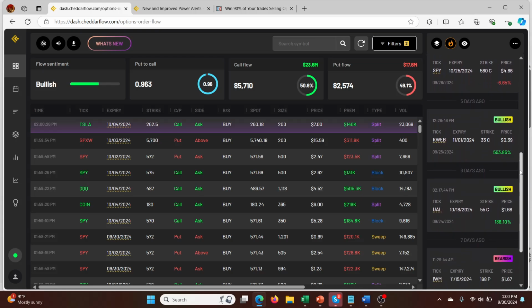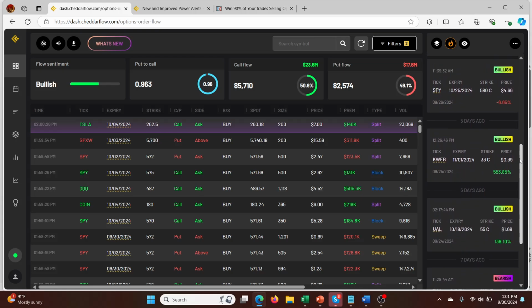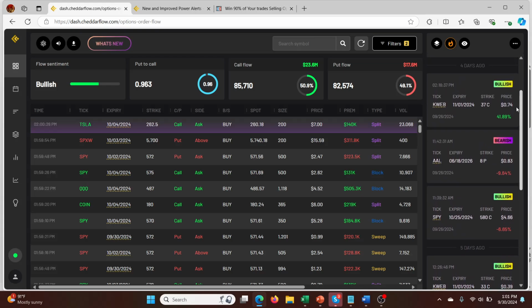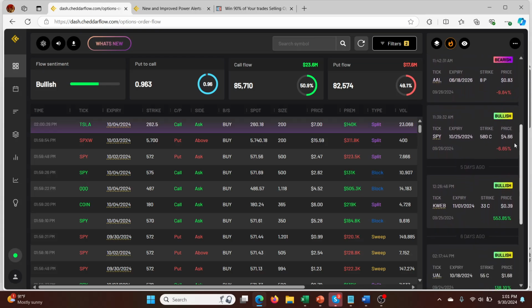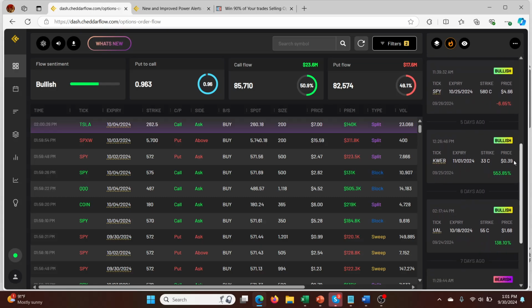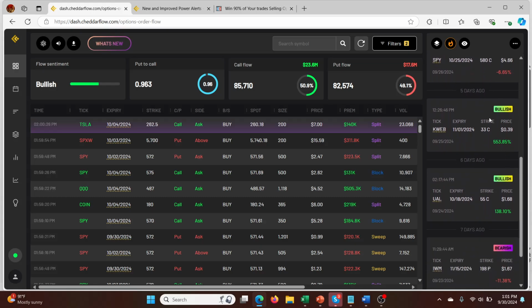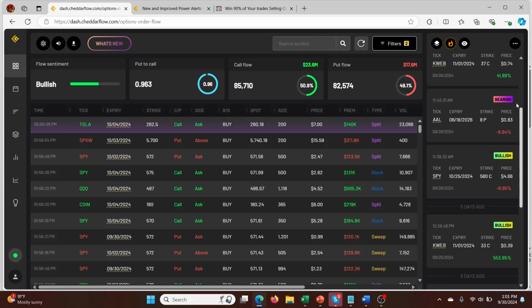From looking at these, it's hard to gauge with the small sample size, but so far these look really good, especially the lower price contracts. And they actually say this in the documentation, that the lower price contracts often do better than the higher price contracts for some reason. Not quite sure why. Maybe it's volume, who knows. But you can see like this one was only 39 cents and it went up 553% recently. So yeah, these power alerts are really good.